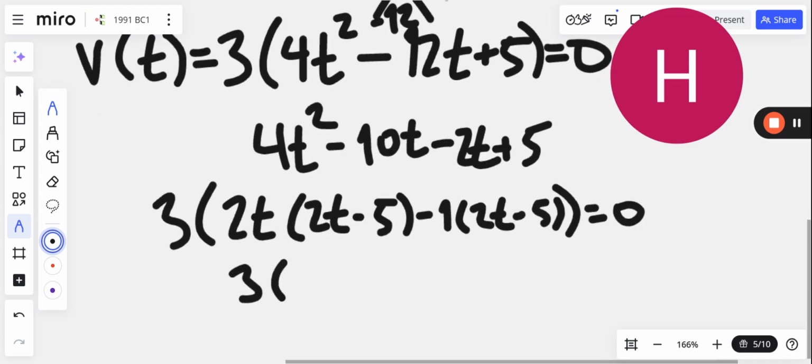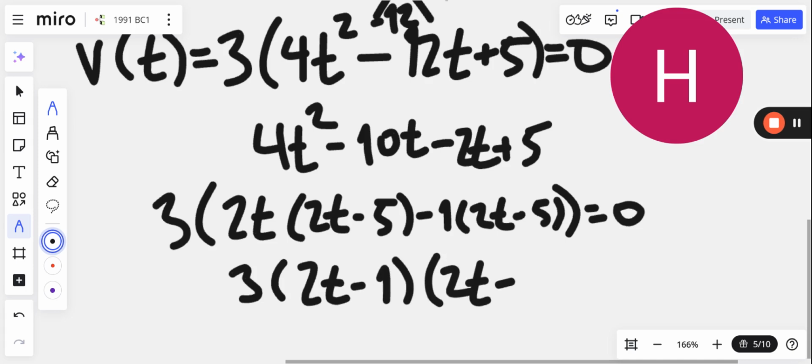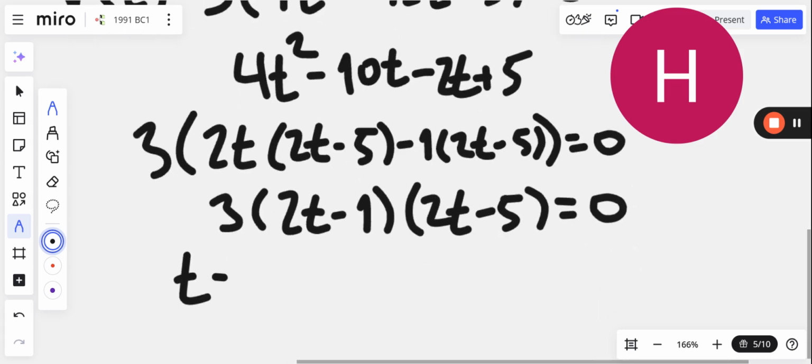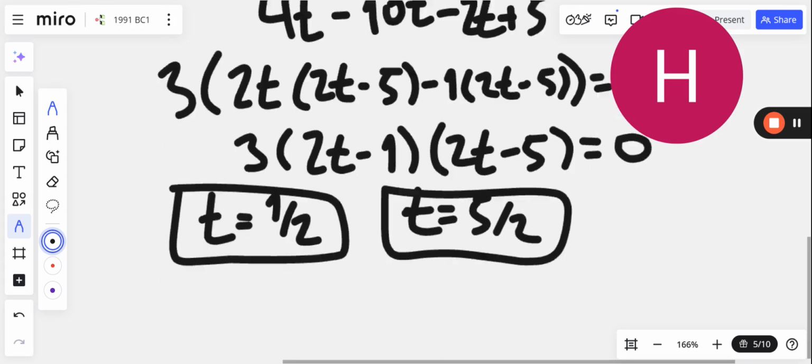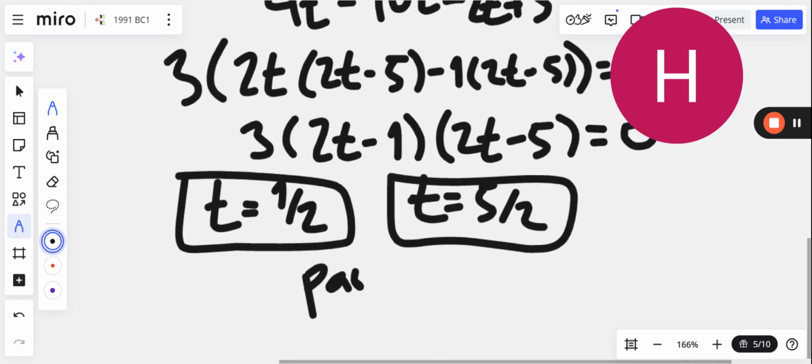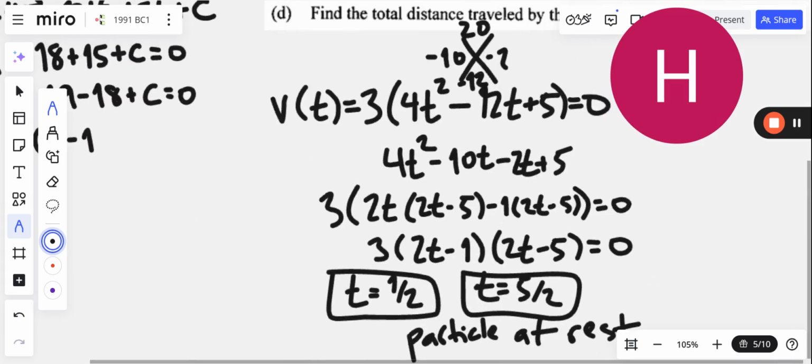So that's going to leave us with factors of 2t minus 1 and 2t minus 5, and we can find when each of these factors equals 0. This is going to be, of course, when t equals 1 over 2. This is going to be when t equals 5 over 2. So those are our times. Particle at rest. The velocity is 0. Okay, that answers part B.